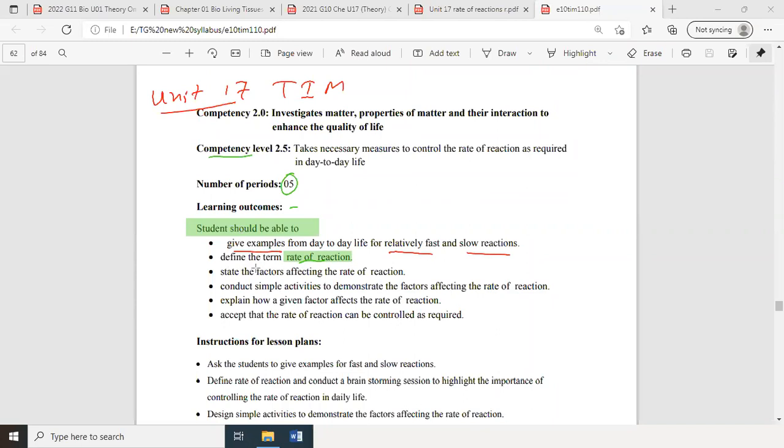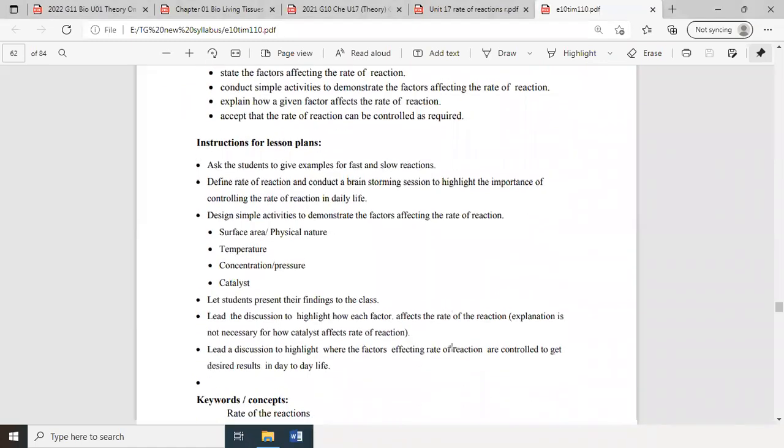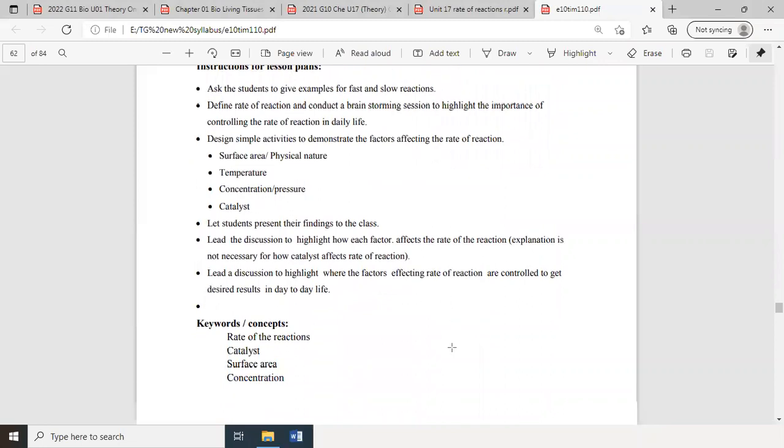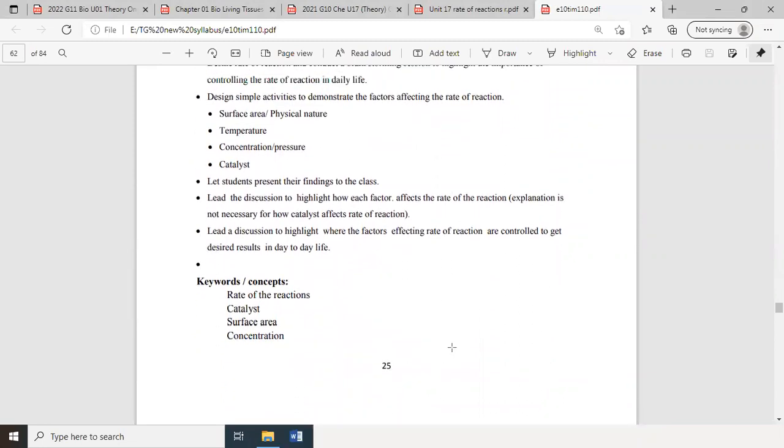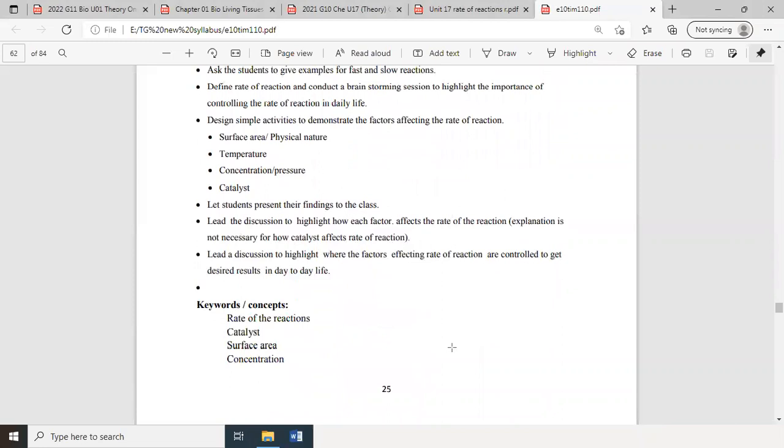Now here, the factors affecting the rate. You are controlling the rate. So I explain how factors affect the rate. At the end of this lesson, they can test these areas by putting questions. You can have that as a cross reference, but no need to worry about the instructions for the lesson plan, that is for the teacher. They have given the keyword and concept. Controlling rate: factors affecting the rate of reactions are controlled to get desired results. So you should be able to control the rate, right?